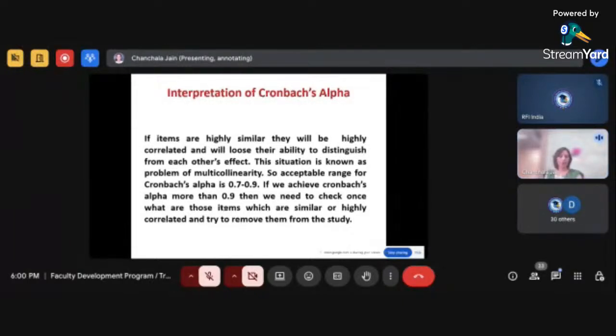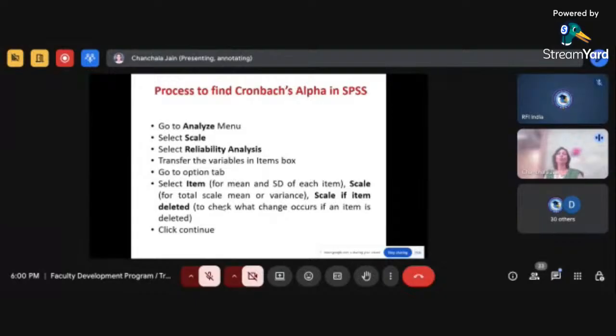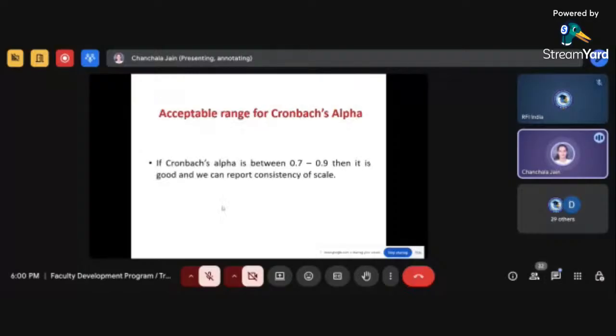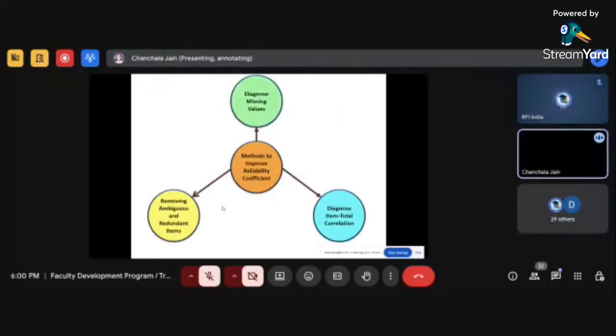Now coming to how to get the Cronbach alpha in SPSS. I'm not reading all this; this is what we will see there only. This is repetition. Now coming to the next concept.